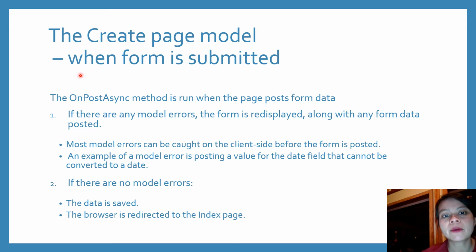Let's talk about what happens when the form is submitted on the Create page model. We have the OnPostAsync method, which is run when the page posts form data. If there are any model errors, the form is redisplayed along with any form data posted. Most model errors can be caught on the client side before the form is even posted. An example of a model error is posting a value for the date field that can't be converted to a date. But if there are no model errors, then the data is saved and the browser is redirected to the Index page.